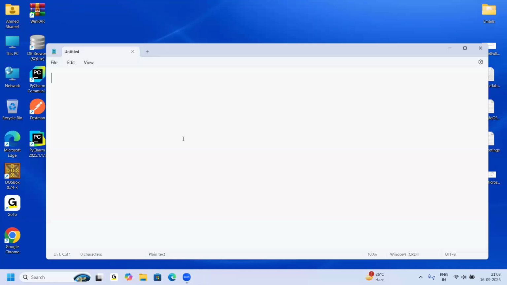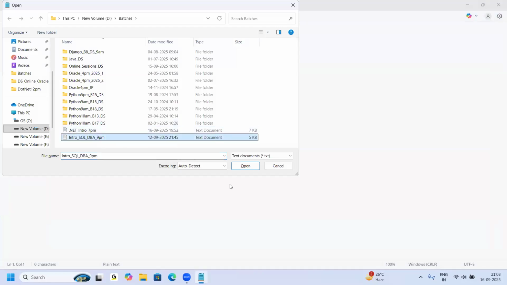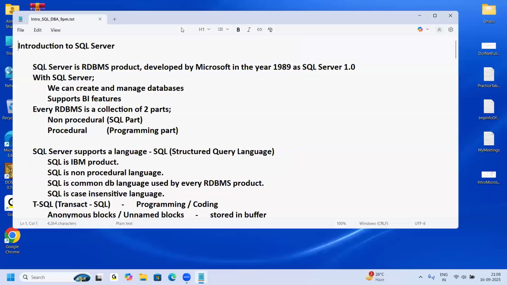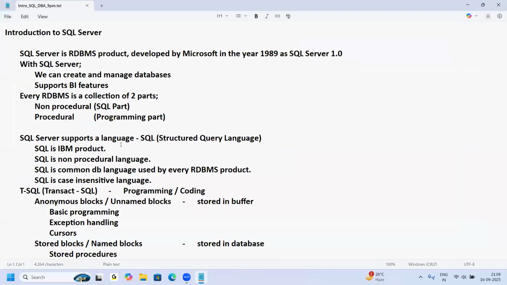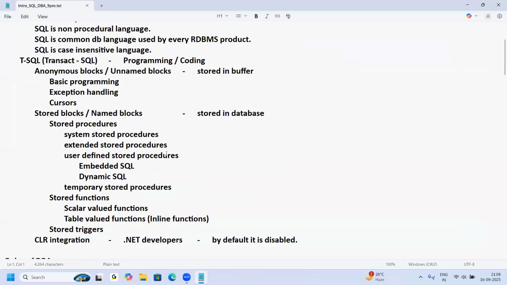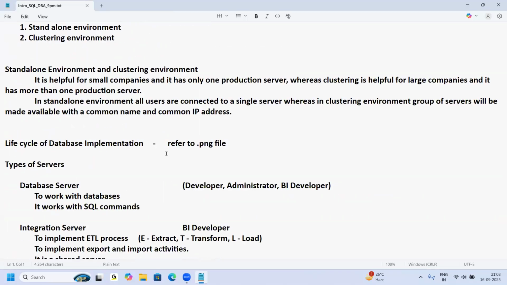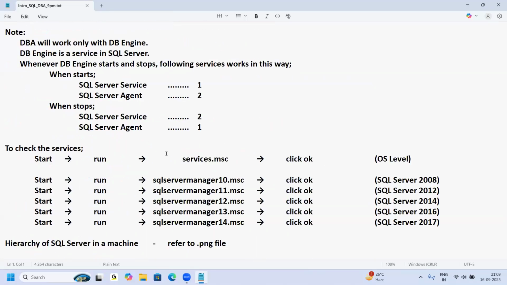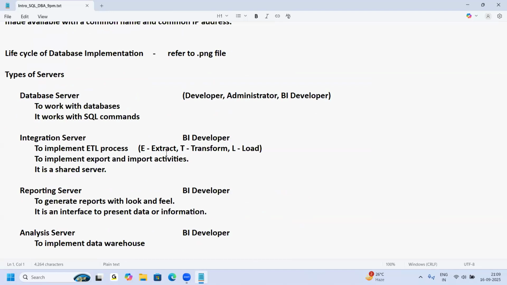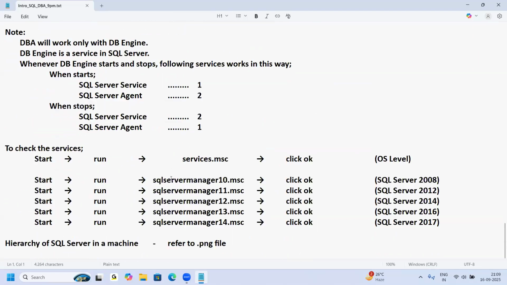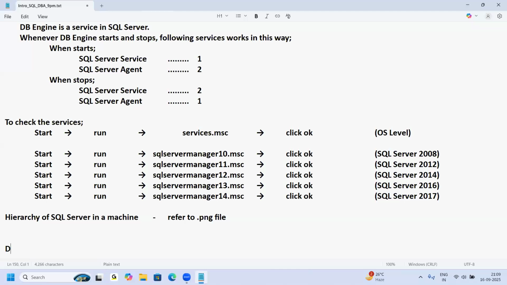So in my last session, SQL DBA. In my last 2 to 3 classes, we covered SQL Server introduction, roles of DBA, and then standalone and clustering environment, types of servers, 4 servers I said: database server, integration server, reporting server, analysis server, types of services, and the last session was this topic, hierarchy of SQL Server in a machine.